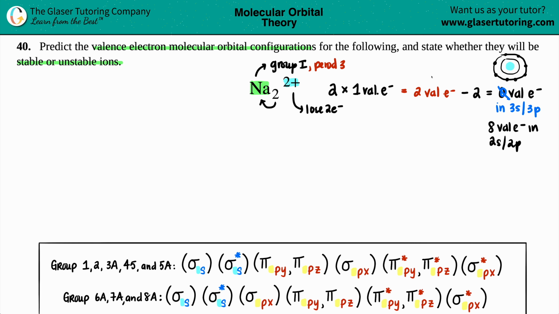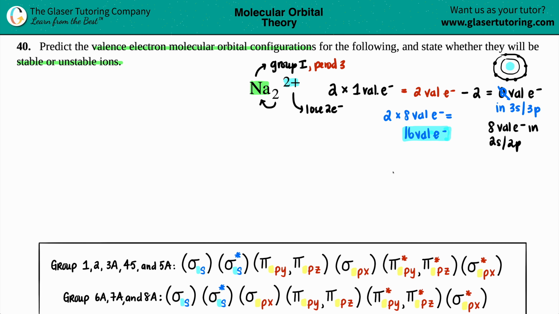But remember, we're talking about 2 sodiums. Each sodium would have 8 valence electrons. So if you have 2 of them, you got to do 2 times 8. So 2 times 8 valence electrons. We're now looking at the max amount of 16 valence electrons. And then we're going to take it from there. So this was all that math to figure out how many valence electrons we are working with for the 2 sodiums. Now I have to write my electron molecular orbital configuration.